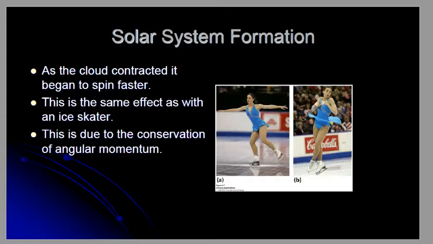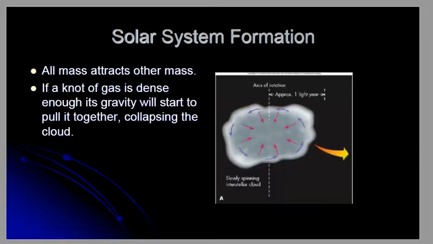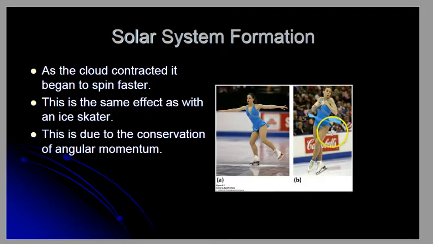As it collapsed, conservation of angular momentum means it starts to spin faster. So if there's any tiny rotation in this cloud of gas, as it collapses, it's going to start spinning faster, just like a dancer spins faster when they pull their arms in versus having them out like this, right? Angular momentum is going to cause that spin to speed up.